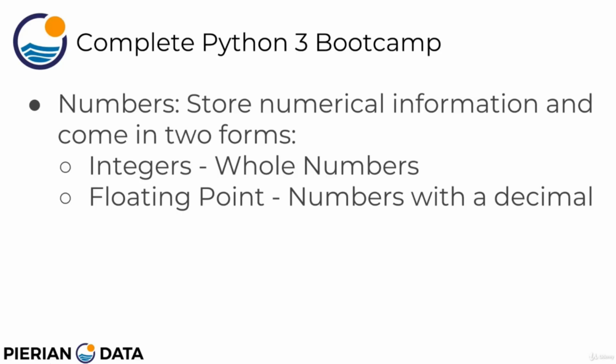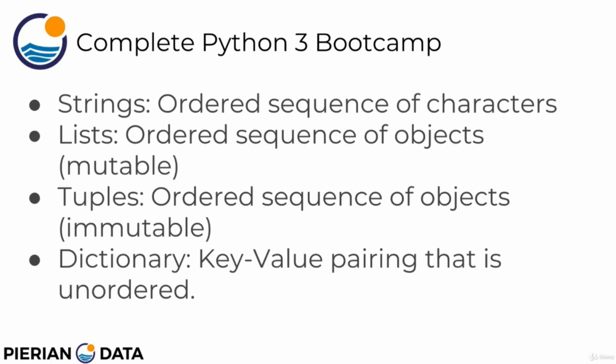So numbers, pretty straightforward. There's basically 2 types of numerical information that we can store. Those are integers for whole numbers, and floating points are numbers with a decimal. Then we have strings, which are an ordered sequence of characters, lists, which are an ordered sequence of objects, and lists are mutable, meaning you can change items that are in a list. Tuples, very similar to lists, except that they're immutable. They're still an ordered sequence of objects themselves. And then dictionaries, those are key value pairings, and remember those are unordered. So now let's hop over to the other questions in the notebook.